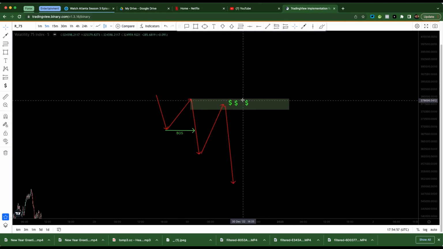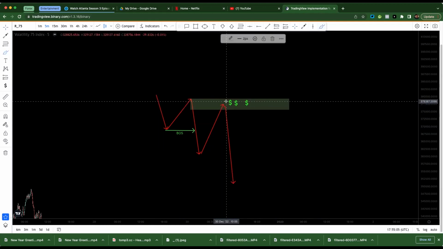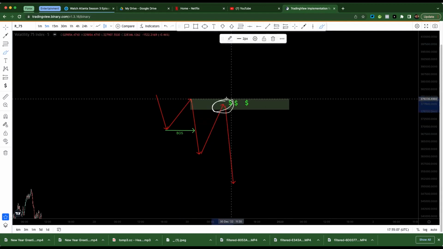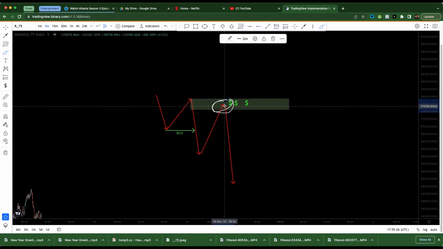I put the money sign here because this is where the money is. So you want to sell price when it gets to this area right here. I'm not going to go too much into entry confirmation. That's something I discuss in the course. If you're watching this off of YouTube, join the free Discord and hit me up and I'll be able to assist you. So boom, you want to look for your sell orders around this zone.